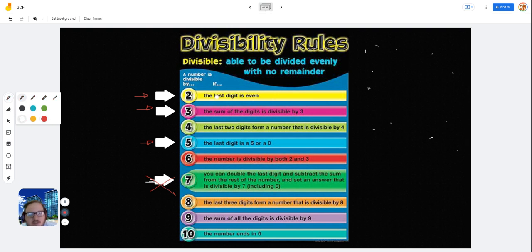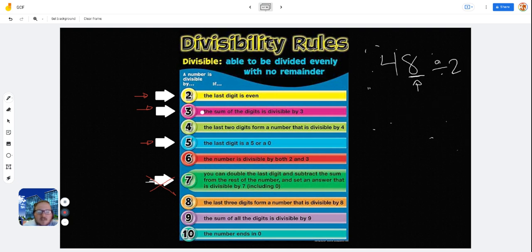Let's say the first one says, if the last digit is even. So let's say you've got a number like 48 and you look at the last digit, that's this number. Is it even? Meaning, can you count by 2s to get to it? 2, 4, 6, 8. Yeah. So you can divide that by 2 easily.